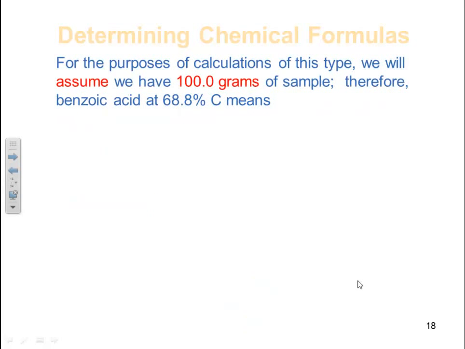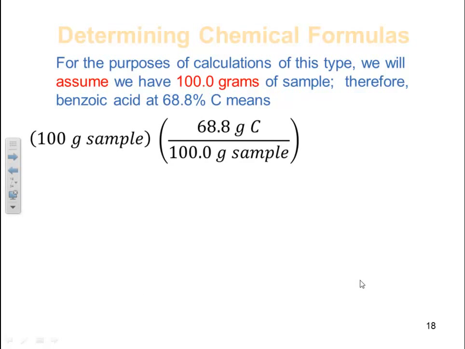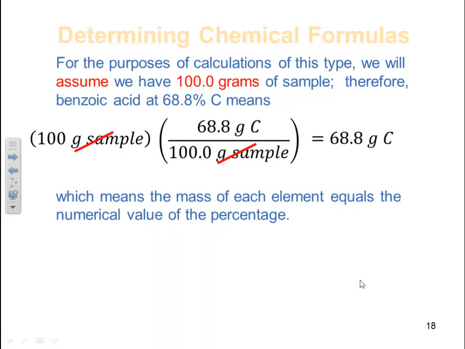For the purposes of calculations of this type, we will assume that we have a 100-gram sample. This we can do anytime we do a calculation. This just makes life easier to figure out how many grams of each substance we have. Therefore, for benzoic acid, if it's 68.8% carbon, and we assume a 100-gram sample, then we have 68.8 grams of carbon. So anytime I can just assume a 100-gram basis, and that percent actually tells me the grams I've got before I do the rest of my calculation. Which means the mass of each element equals the numeric value of the percentage.